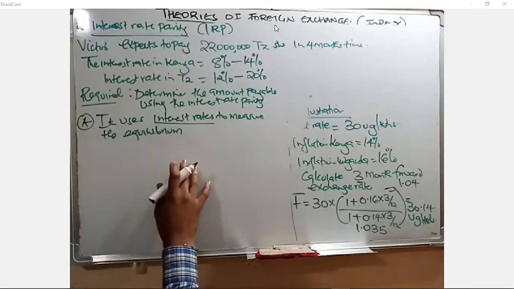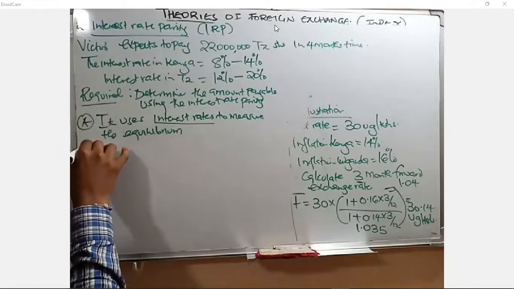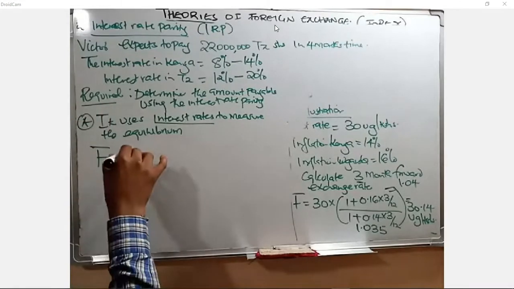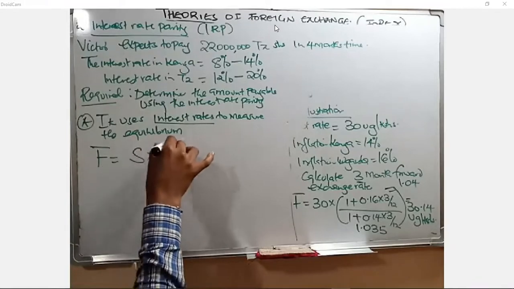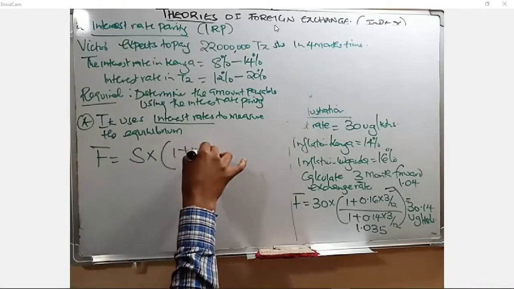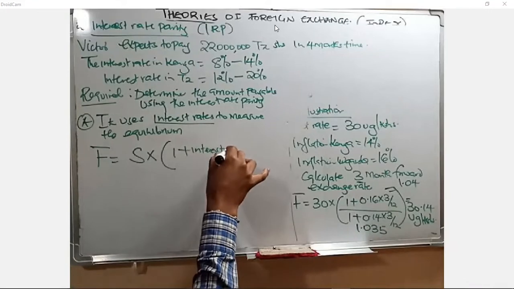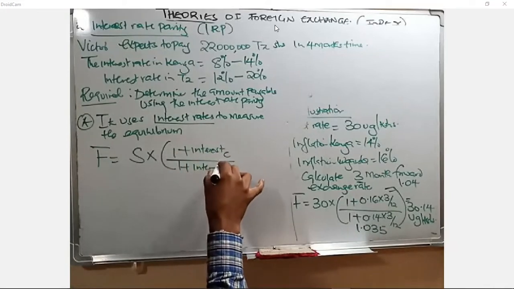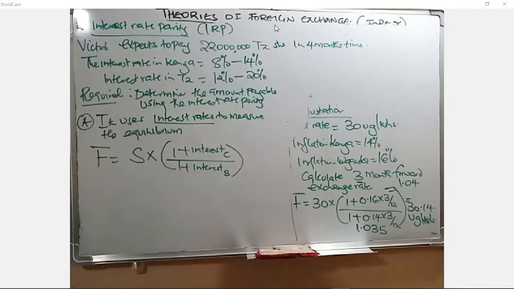Not an example, but the formula which we normally use to get our forward contract. So to get our forward, let us take your spot rate. You multiply by 1 plus the interest of country C. You divide by 1 plus the interest of country B.